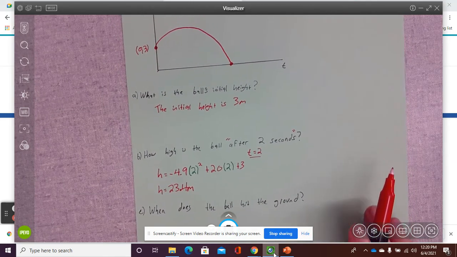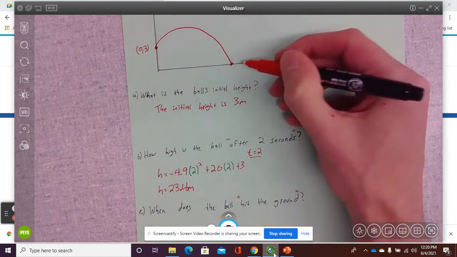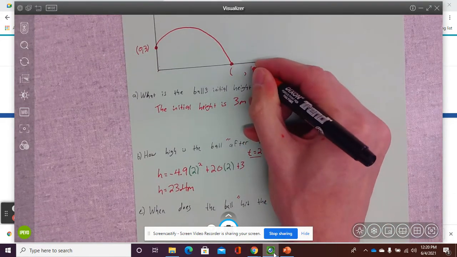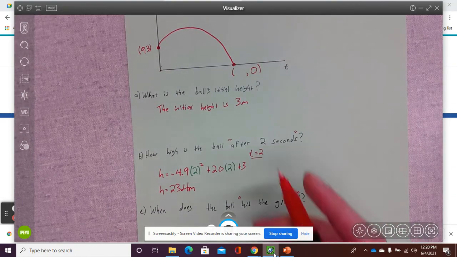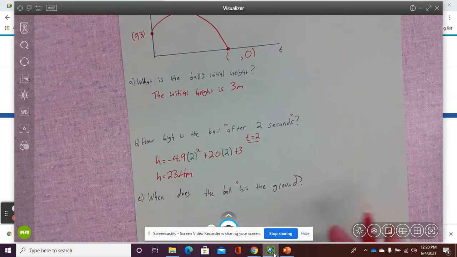Next question is saying, when does the ball hit the ground? Well, what does hit the ground really mean? So I want to figure out, when does the ball have no height? So I'm trying to figure out really this point. We know at this point, we hit the ground, that's our x-intercept, or our zeros, or our root. So I have no height, and we're trying to figure out, well, how much time did that take? So whenever you see hit the ground, we want to be setting our height equal to 0.